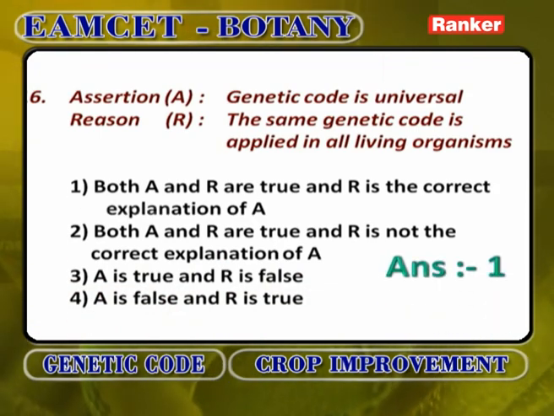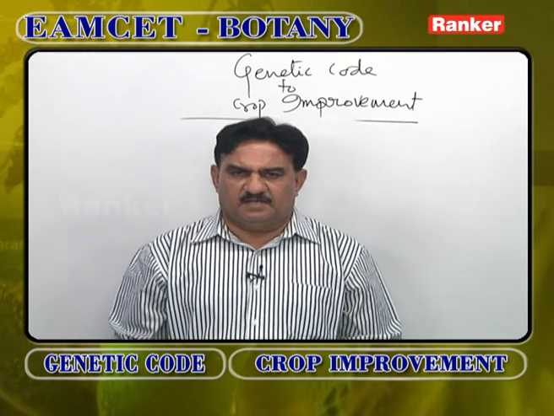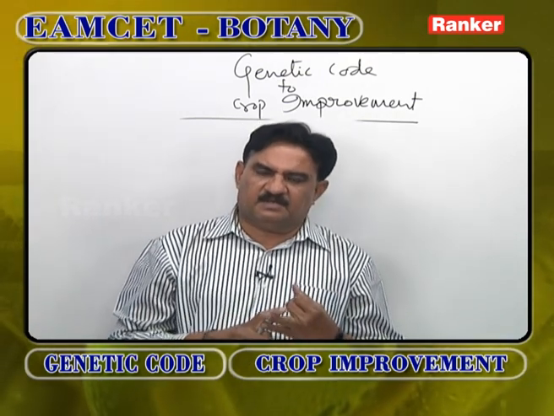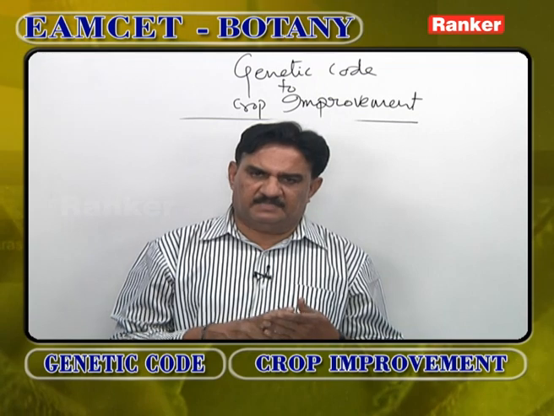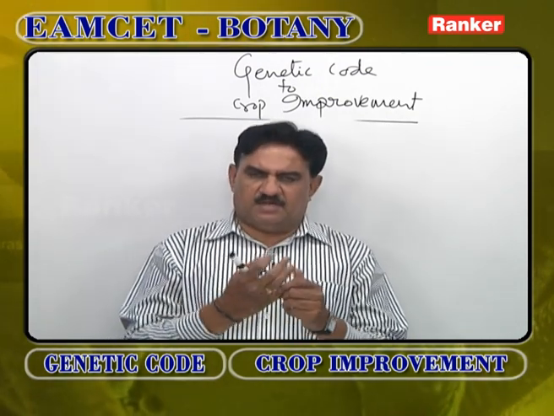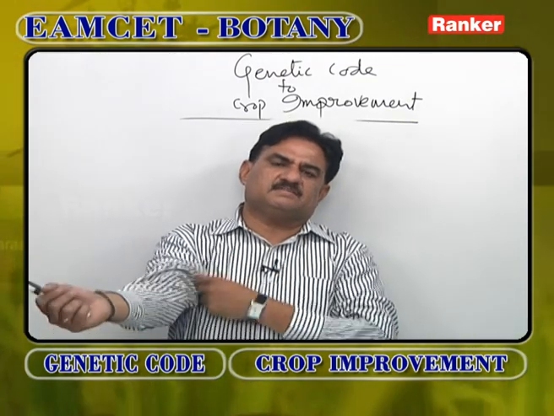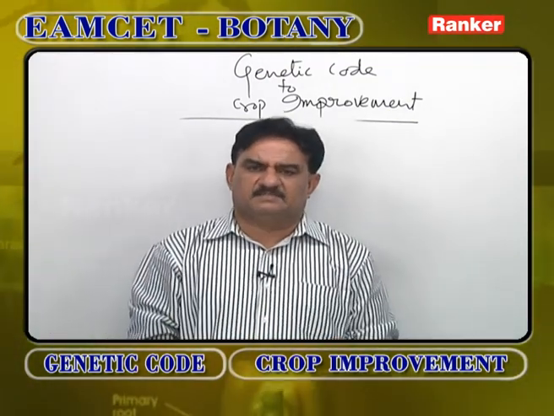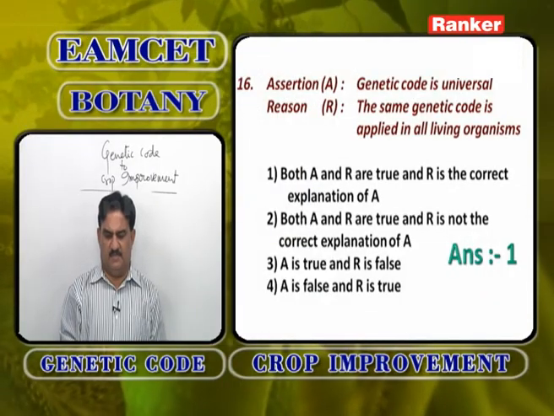Coming to one assertion reasoning. Assertion: genetic code is universal. The same genetic code is applied in all living organisms. Reason: for example, AUG is the initiatory codon which codes for methionine in unicellular organisms, multicellular organisms, human beings, plants, animals. Wherever protein synthesis is taking place, AUG always codes for methionine and it is regarded as the initiatory amino acid. So, genetic code is universal.